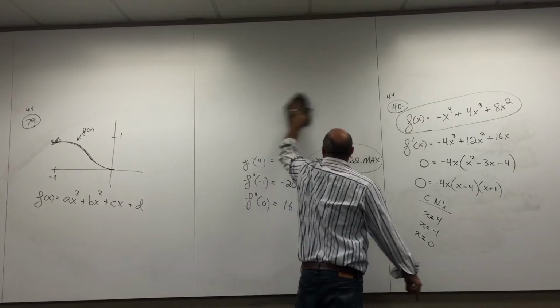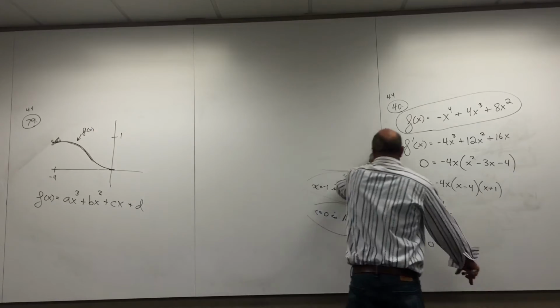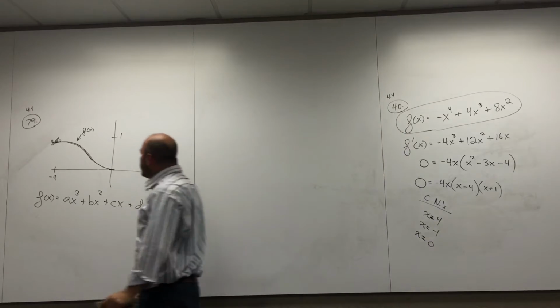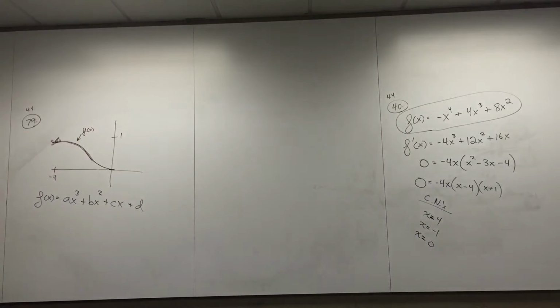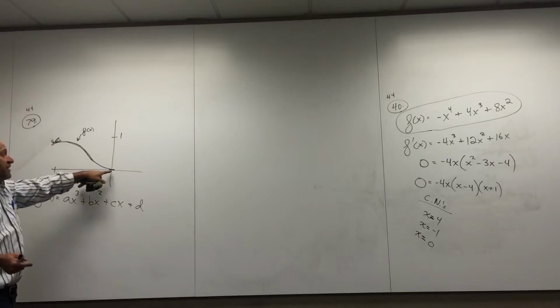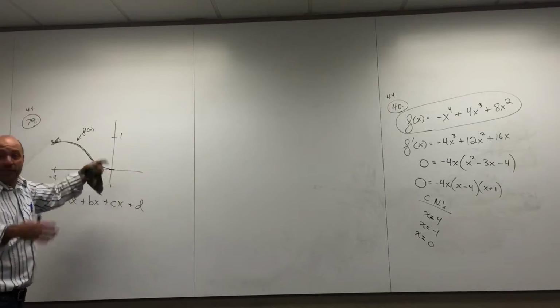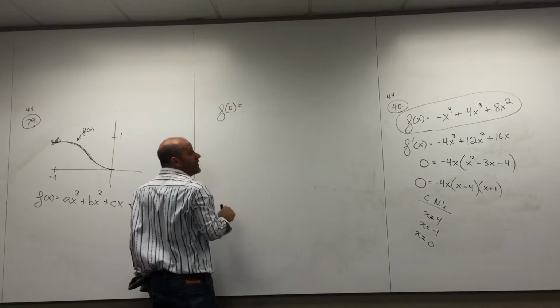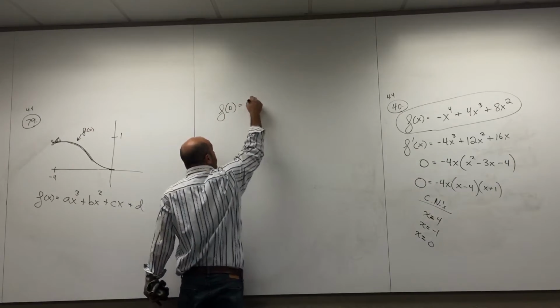All right, so what do we know? Do you know anything? You do know some points. Thank you. You know it's going to touch the point 0, 0. So that means if you plug a 0 in for x, what's the y value going to be? 0.